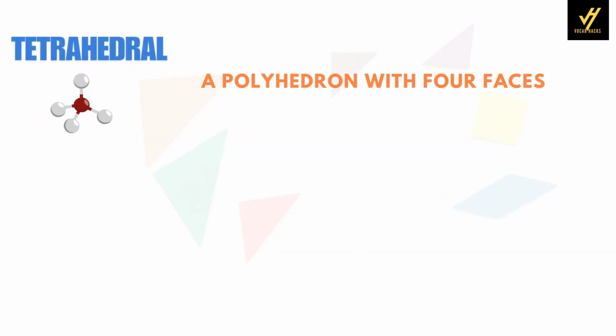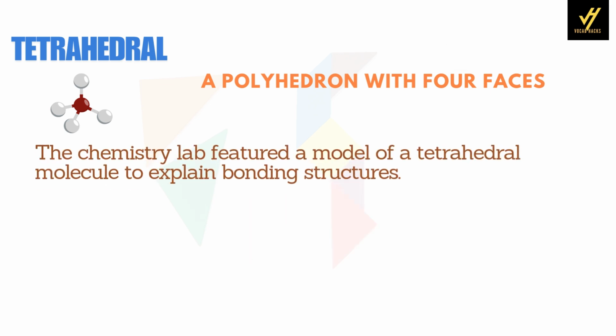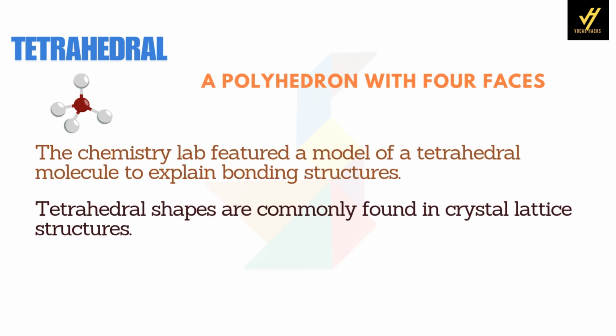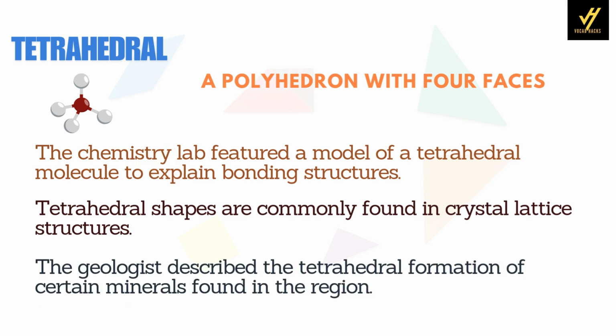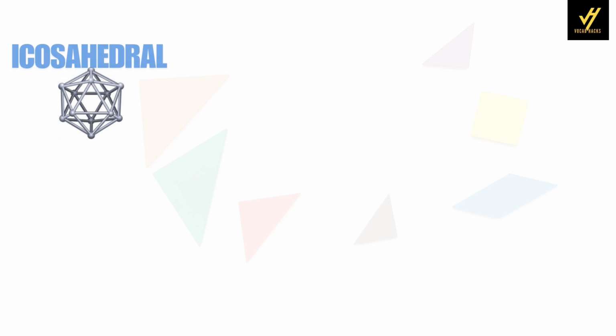Tetrahedral, a polyhedron with 4 faces, the chemistry lab featured a model of a tetrahedral molecule to explain bonding structures. Tetrahedral shapes are commonly found in crystal lattice structures. The geologist described the tetrahedral formation of certain minerals found in the region.